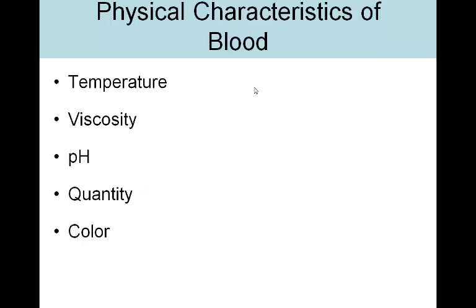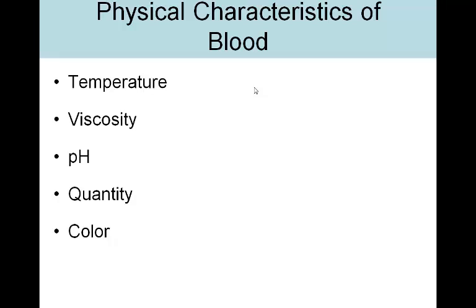I want to talk about some physical characteristics of blood. Things like blood temperature. Your blood temperature is technically warmer than your body temperature. Blood temperature is about 100.4 degrees Fahrenheit, which would be about 38 degrees Celsius. So it's slightly warmer than normal body temperature.